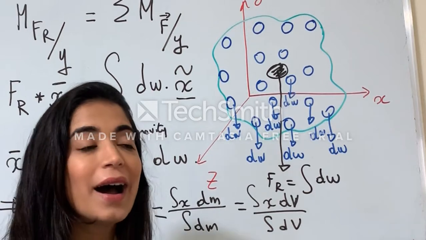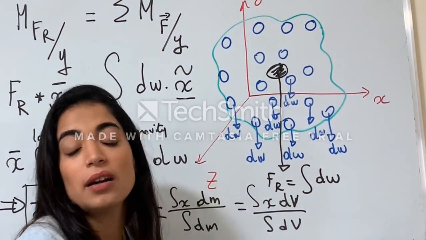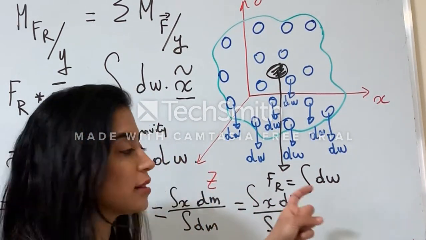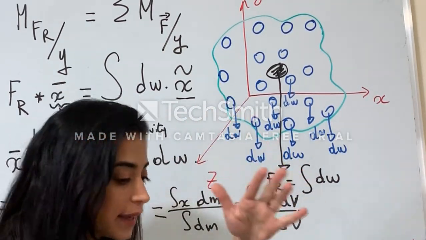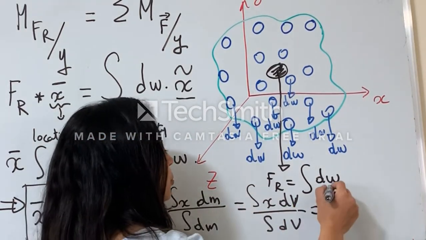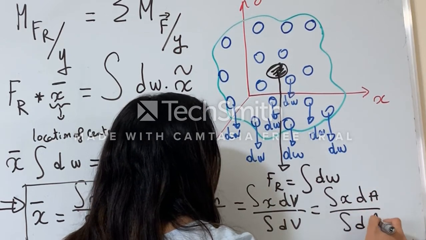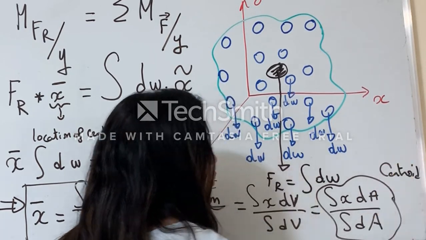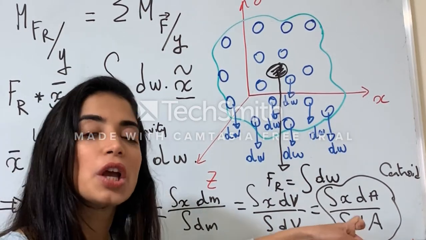And now, guys, if I am dealing with a thin plate, then the thickness will be constant. The thickness in z, let's say, will be constant. And this means, guys, that dv will be equal to this thickness times dA. And I can do the simplification of this thickness. And this means, guys, that my equation will be the integration of x dA over the integration of dA. And this is called the centroid. Basically, it is the center of area.